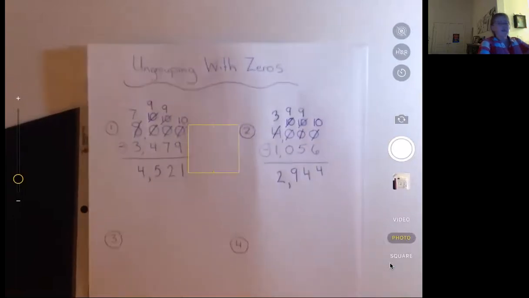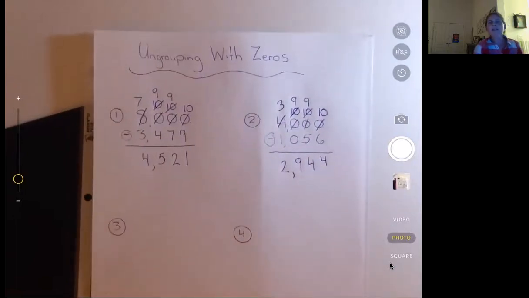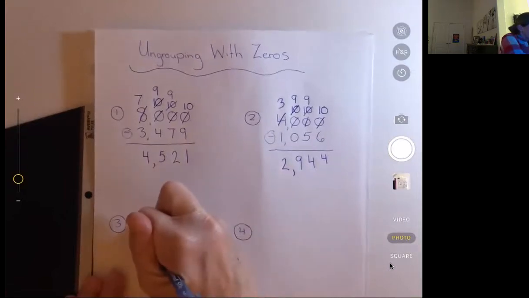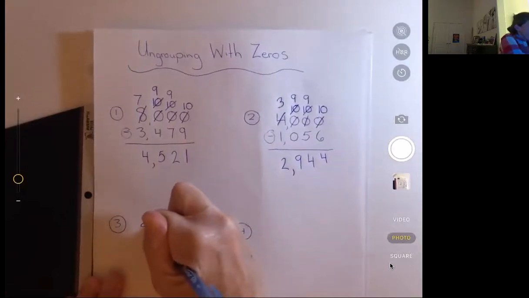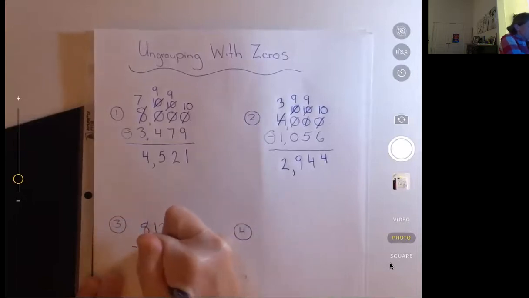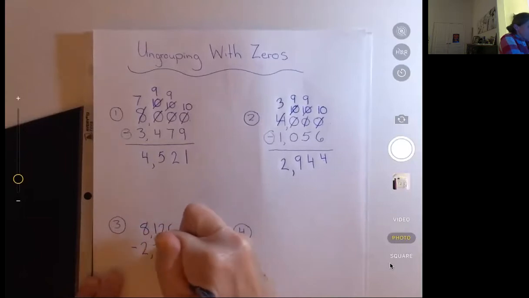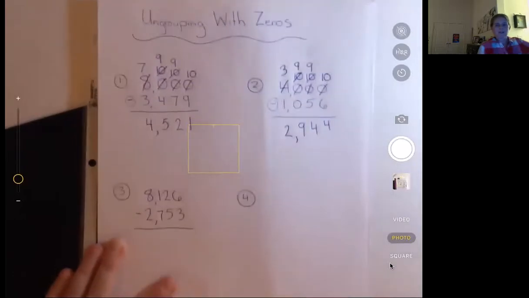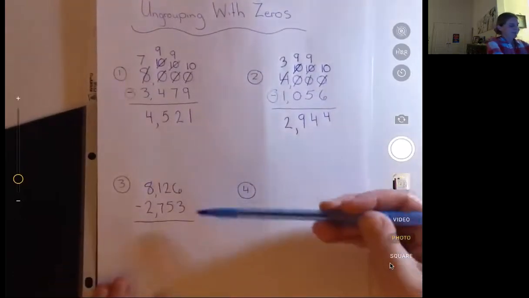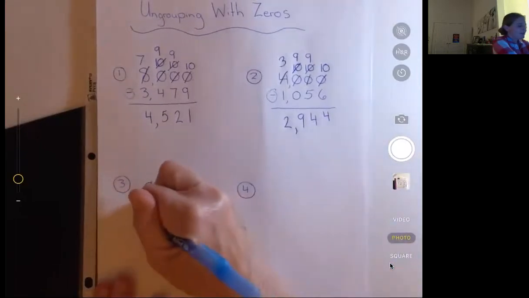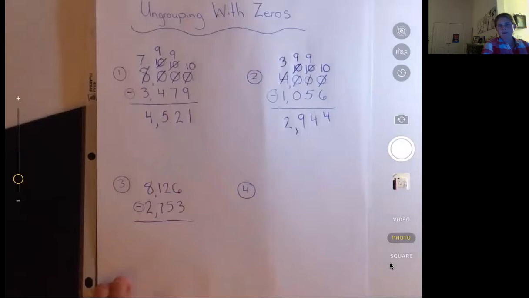Now let's take a look, just a quick review of regular ungrouping when it's not always zeros. Okay, so we'll make a couple of equations. 8,126 minus 2,753. Okay, I'll push this up a little bit. All right. Clearly, the larger number is on the top. I've already checked my sign. I know that I'm doing subtraction.